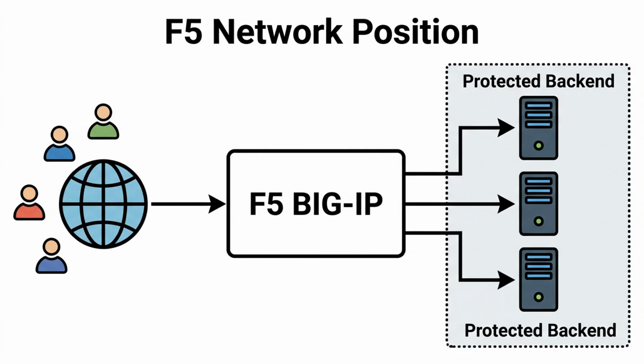Let's understand how F5 fits into your network. Picture this. Your internet traffic comes in from the outside world. It hits F5 first. F5 is sitting in front of all your back-end servers, sometimes called a reverse proxy. Clients never talk directly to your real servers. They always talk to F5, and F5 forwards traffic to the appropriate back-end server. This keeps your real servers hidden and protected.